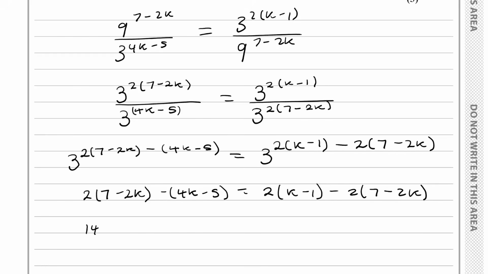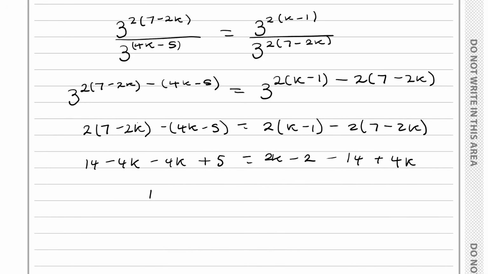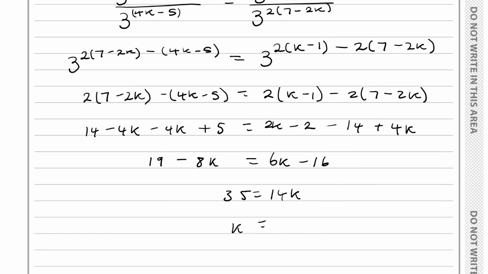So 2 7s are 14. 2 times negative 2k, negative 4k. Negative 4k is negative 4k. Negative negative 5 is a plus 5. And that's 2k minus 2 minus 14 plus 2k. I'll collect the terms on both sides first. So 14 and 5 is 19. Minus 8k is 6k minus 16. Plus 8k to both sides. Plus 16 to both sides. Divide by 14. 35 over 14 is 5 over 2.